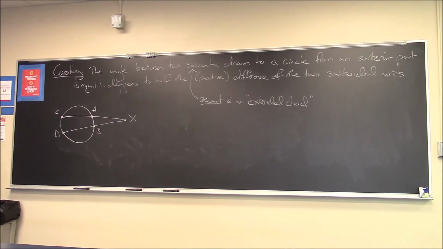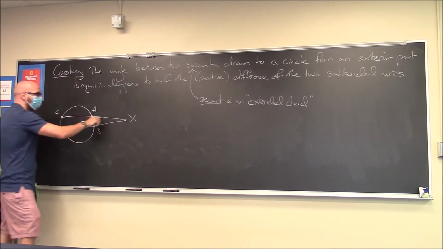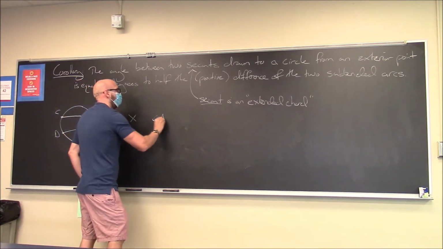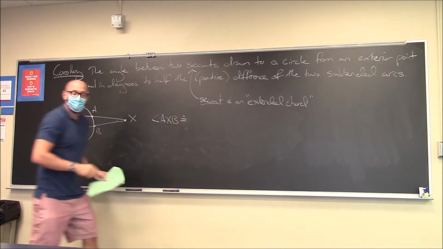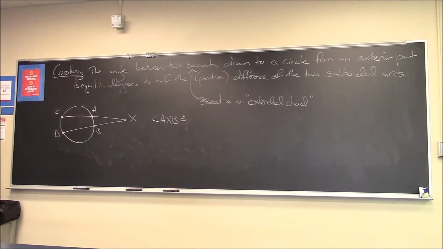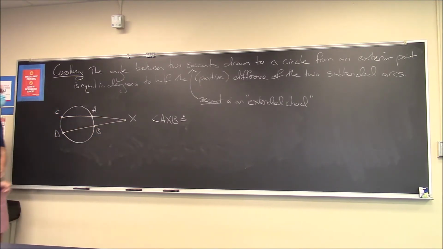So here's what we have. We have two secants, and we're looking at the angle between these two secants that starts from this point X. So we're looking at this angle AXB. And the claim here, the corollary of this big theorem, is that this angle, and last time we had a similar result for chords that intersected on the interior, now these chords intersect at this exterior point, this angle is equal in degrees to half the positive difference between the two subtended arcs.